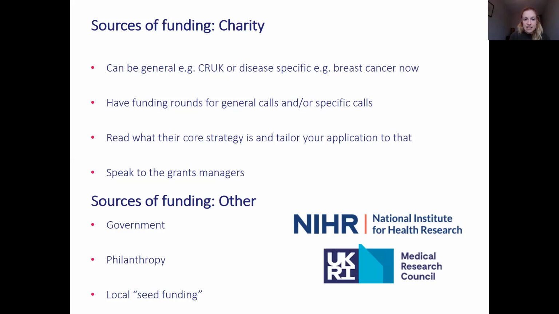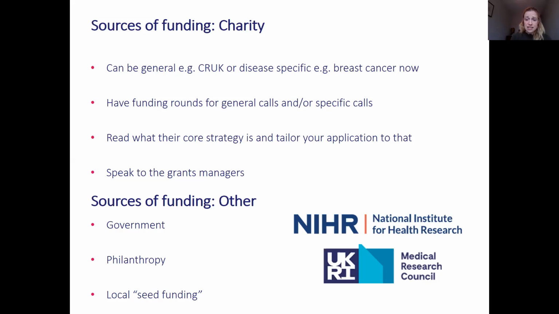All of them tend to have it on their website, and it's important to tailor your application to that, and even try and pick out the buzzwords from their strategy and almost say it back to them in your grant. It's also really useful to speak to the grants managers. They're really helpful people, and they're very knowledgeable. They're often PhDs that have come from science, especially in CRUK, and they're really helpful to discuss a grant with.